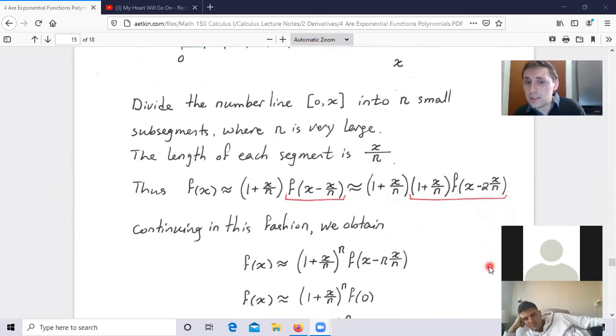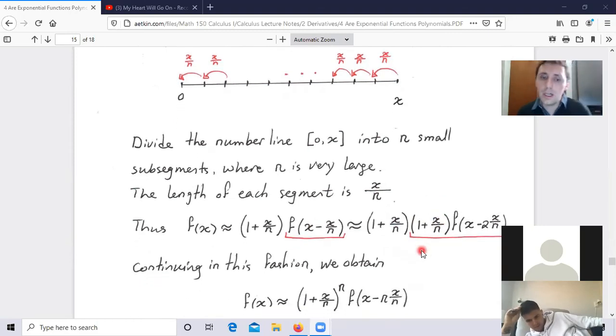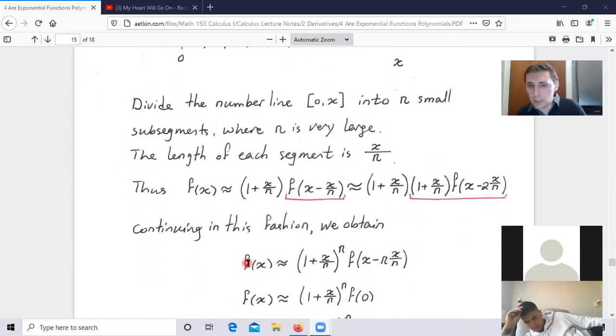And continuing in this fashion, you see, look at it. It's this 1 plus x over n times 1 plus x over n. It will be 1 plus x over n squared. So continuing in this fashion, look at what happens. I take n steps back. It's 1 plus x over n to the power of n, times the function at x minus n times x over n, which is the function at zero.